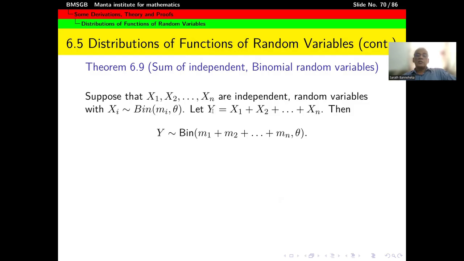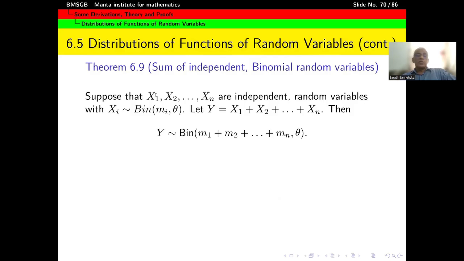Here we are considering independent random variables, and let y be the sum of these independent random variables. We can prove that y also has a binomial distribution with the number of trials equal to the sum of the m's, m1 plus m2 plus up to mn, and probability of a success equal to theta.